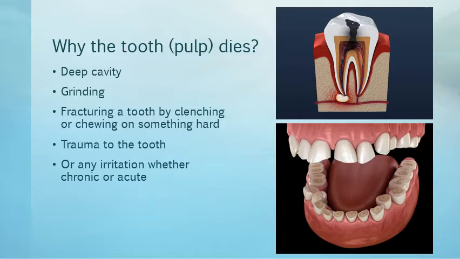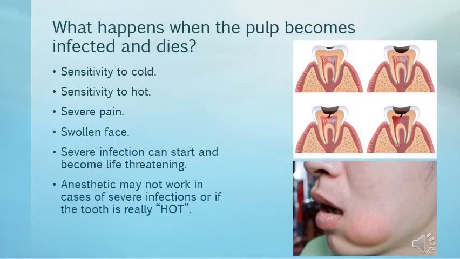So in other words, if the bacteria from your mouth come in contact with the inside of the tooth through decay, fracture, or grinding, it will usually lead the pulp to die. Also, changes to the blood flow of the pulp can cause it to die. In this slide, we're going to cover what happens to the pulp when it gets infected and dies.